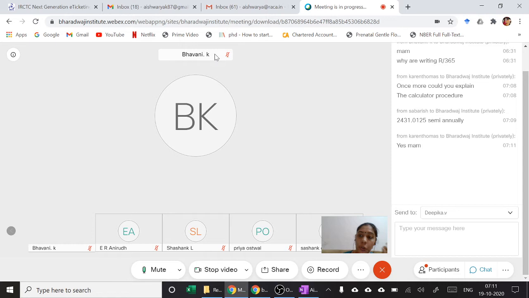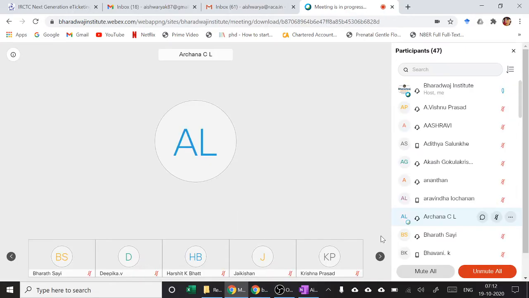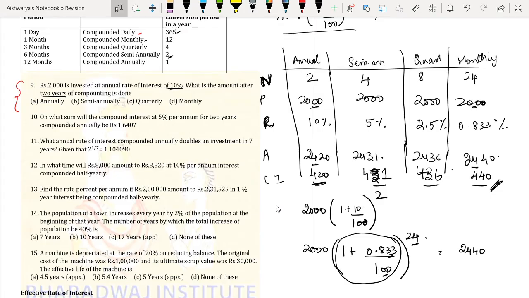Compound interest, who wants to volunteer? Archana, you want to read? Yeah.